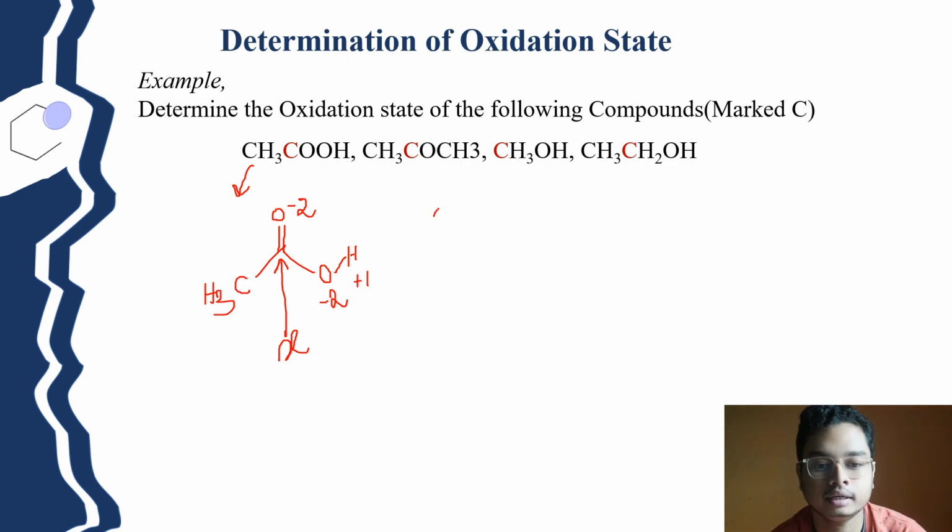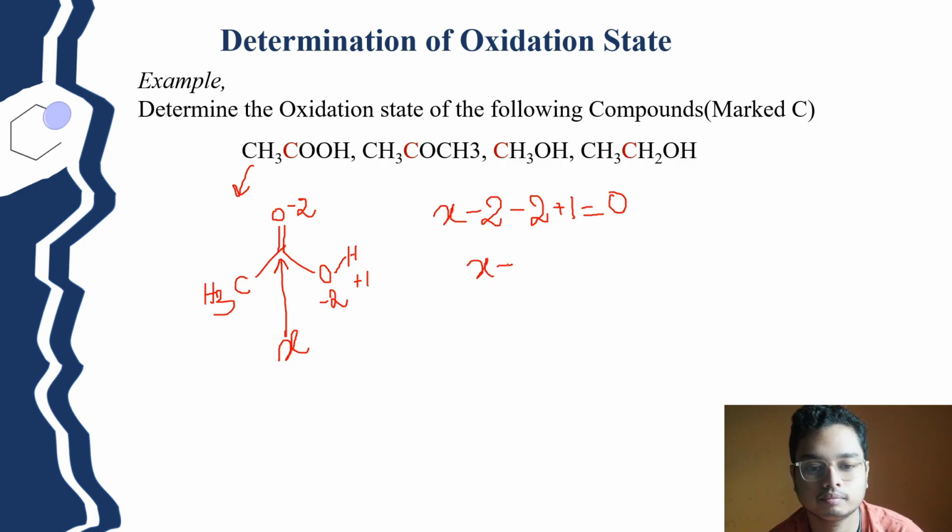So for the carbon it is X, for this oxygen it is -2, this oxygen will also contribute -2, and this hydrogen will contribute +1, equal to 0 as per the rules. So that means X will be +3. So the oxidation state of this particular carbon in carboxylic acid is +3.